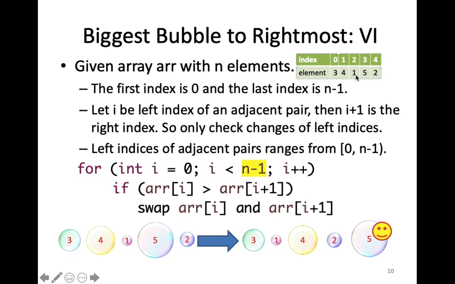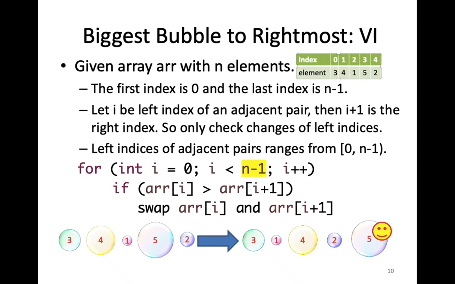For an adjacent pair, if the index of its left element is I, then the index of its right element is I plus 1. Hence, we will use variable I to represent left index of any adjacent pair. The left index of the first adjacent pair is 0, while the left index of the last adjacent pair is n minus 2. For example, when n is 5, the left index of the last adjacent pair is 3. Thus, the range of left indices of adjacent pairs is [0, n minus 1), where 0 is included and n minus 1 is not included.